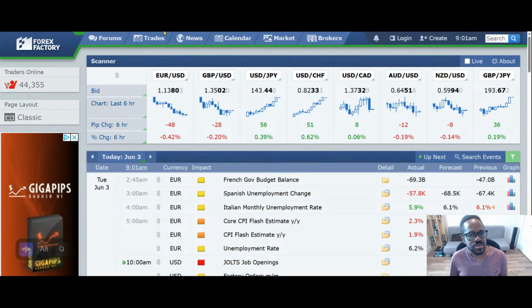So we looked at a few pairs and basically how to place your fib the right way. We're going to see exactly how everything played out. But first, we're going to go back on Forex Factory to see what we have in regards to news for this New York session.